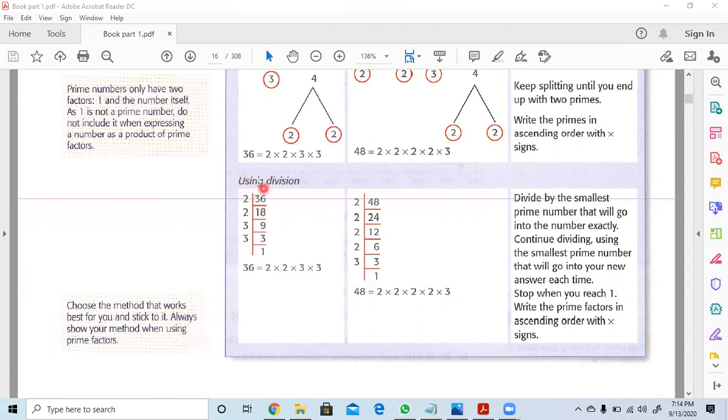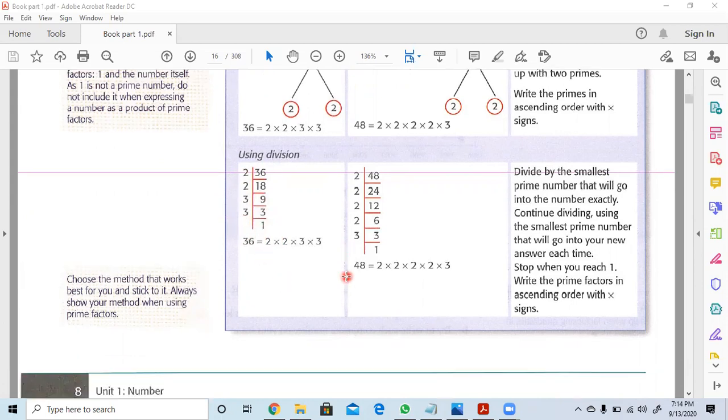Like I start from 2: 2 times 18 equals 36. Then 2 times 9 equals 18. Then 3 times 3 equals 9. Then 3 times 1 equals 3. So like that you just solve this until you get 1. Okay, so you multiply all these numbers and you will get the same answer that you have.